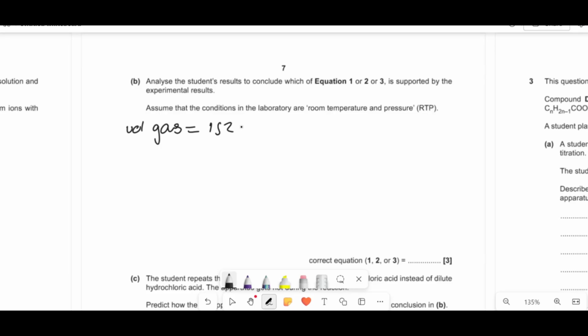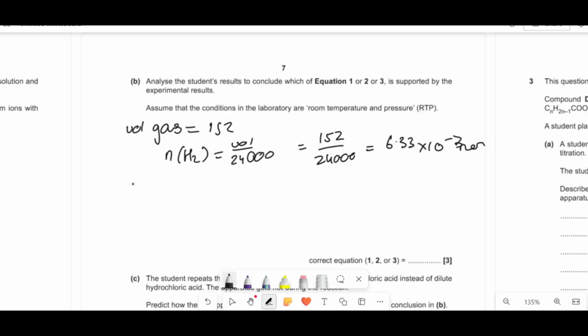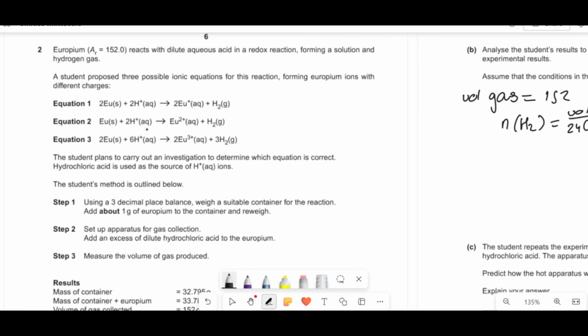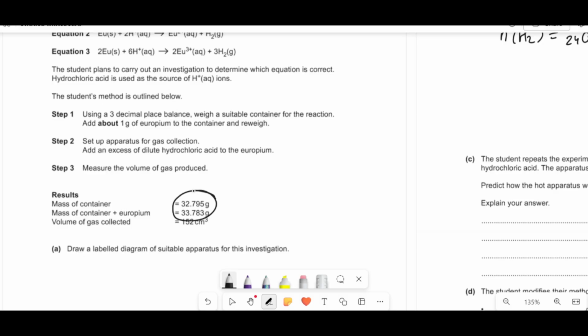So we know it's at least 152 centimeters cubed. It's at room temperature and pressure, so moles of a gas, H2, would equal its volume over 24 decimeters cubed or 24,000 centimeters cubed, which is going to be 152 over 24,000. If we do that, we get 6.33 times 10 to the minus 3 moles, right? This is how much is produced in each reaction, so we can go one by one and figure out how much europium we would match with it. The question told you as well that we have these masses. We need to figure out what those masses are. It's the mass of europium.